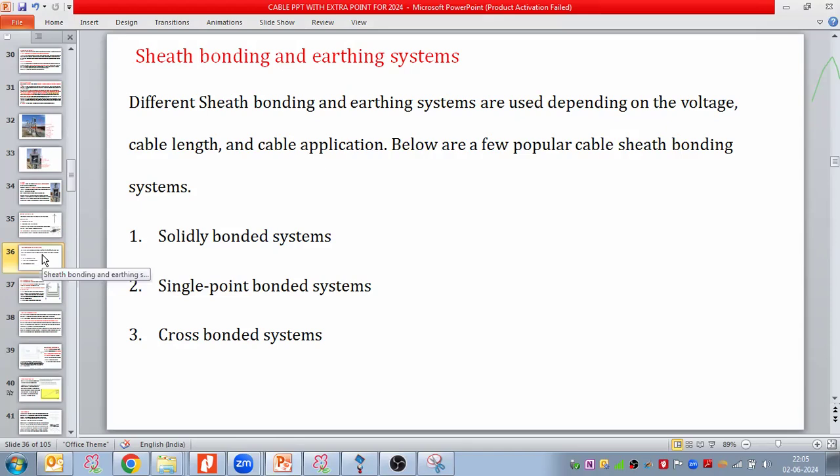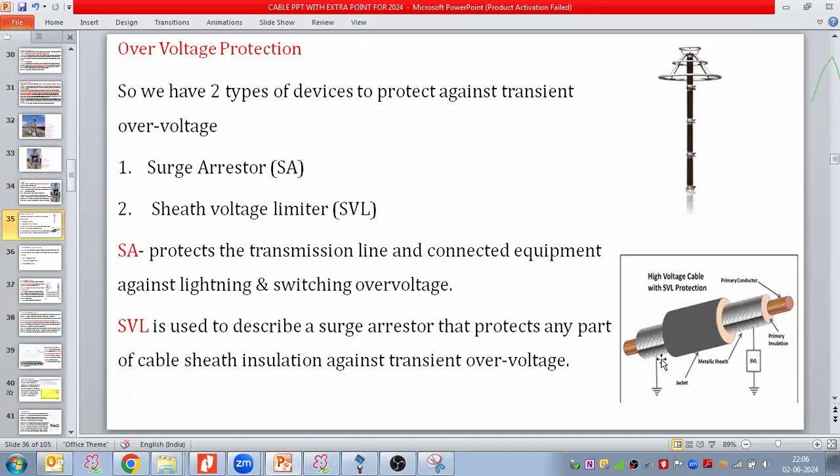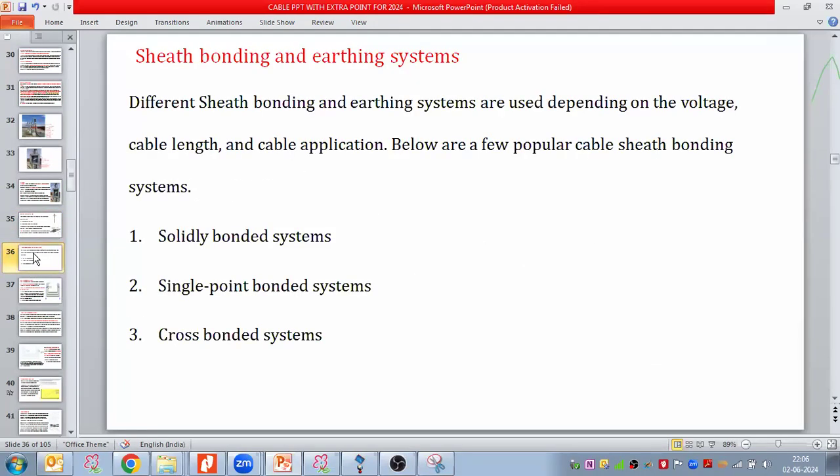Okay, now let us discuss the cable bonding and grounding system, the earthing system. So now coming to the different sheath bonding and sheath earthing systems. What are the different ways of sheath earthing? Different sheath bonding and earthing systems are used.